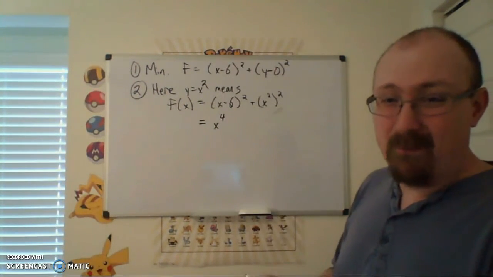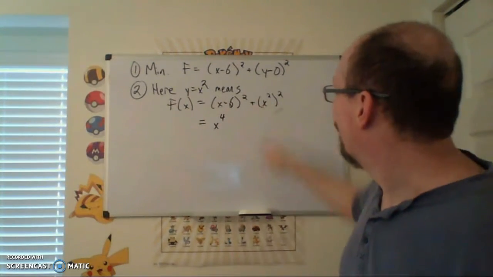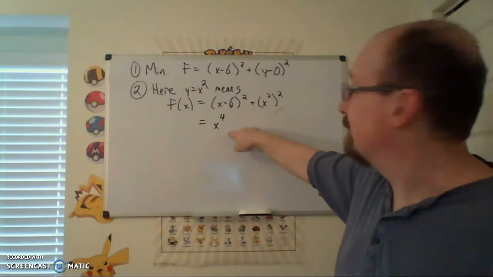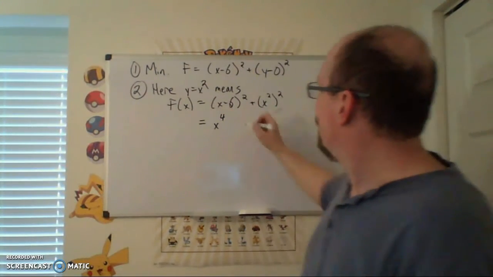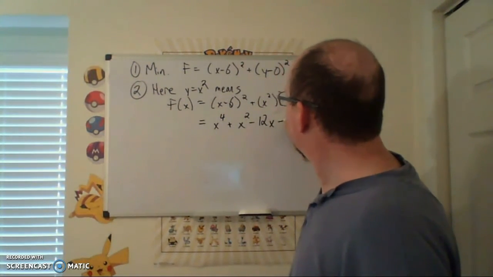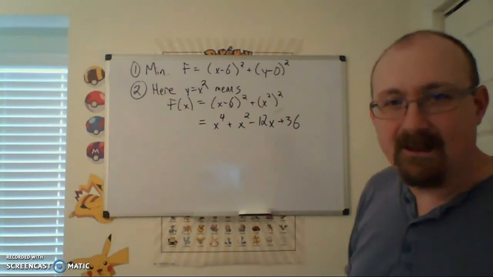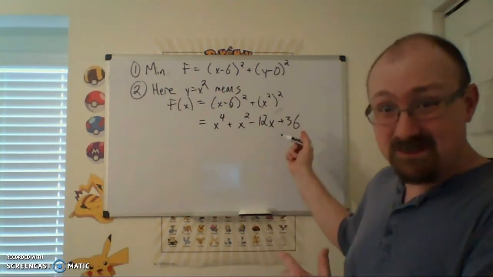So force of habit, I'm going to write this. It's going to end up as a polynomial. I like to write my exponents in descending order. So x squared squared gives me an x to the fourth. I bust out my buddy the FOIL algorithm to handle this x minus 6 quantity squared. And I'll get that guy right there. So we have x to the fourth plus x squared minus 12x plus 36.